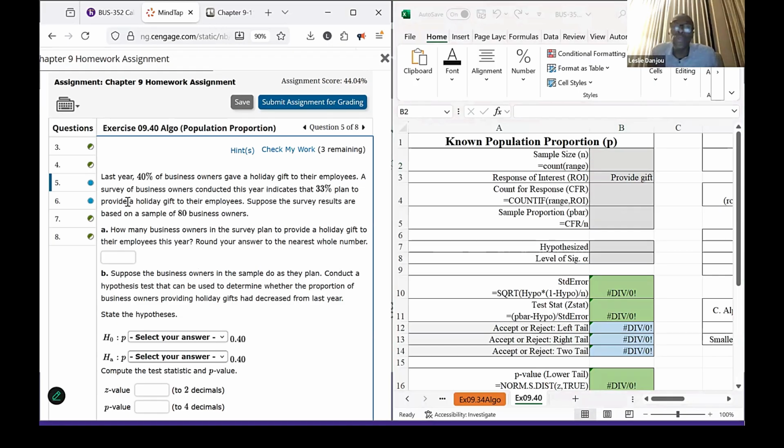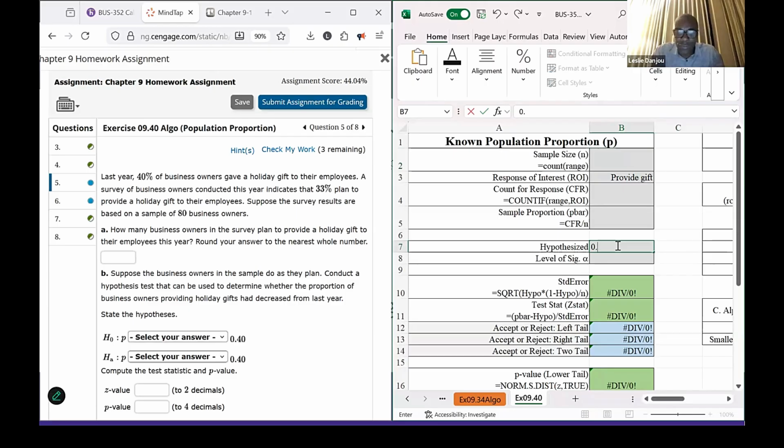9.40. Perfect. All right, this one is dealing with proportions. Every time you see a percentage, you have to convert it into decimal values. So on this one, we're going to say last year, 40% of business owners gave a holiday gift. Come on, man. We need more than 40% of business owners to give gifts to their employees. But this is the data, and this is what the data is saying. That is your hypothesized value, 0.40, 40%.